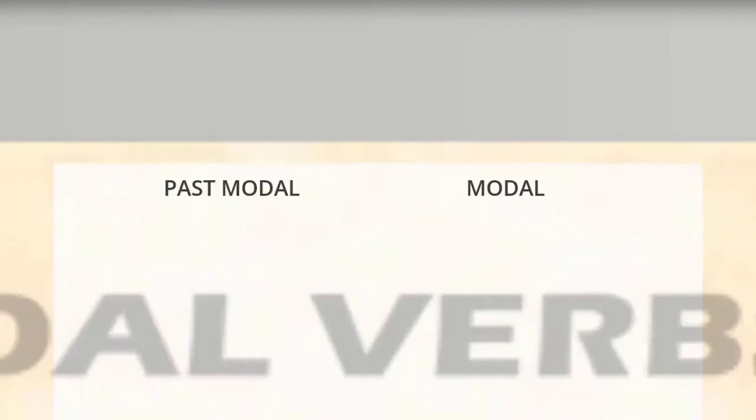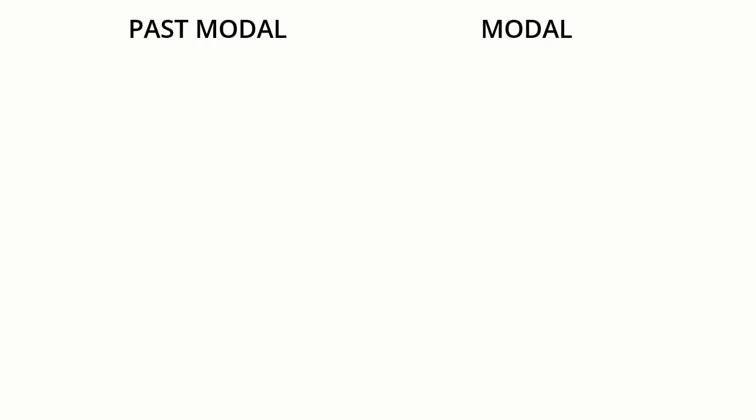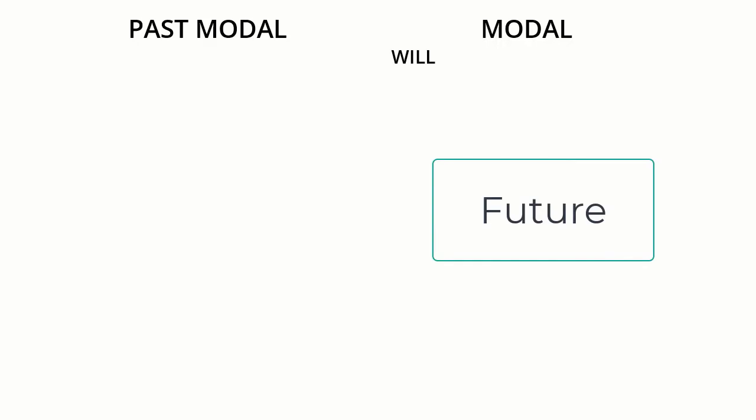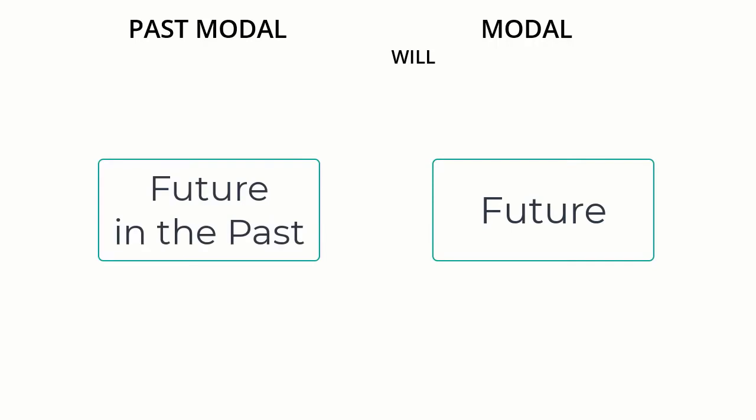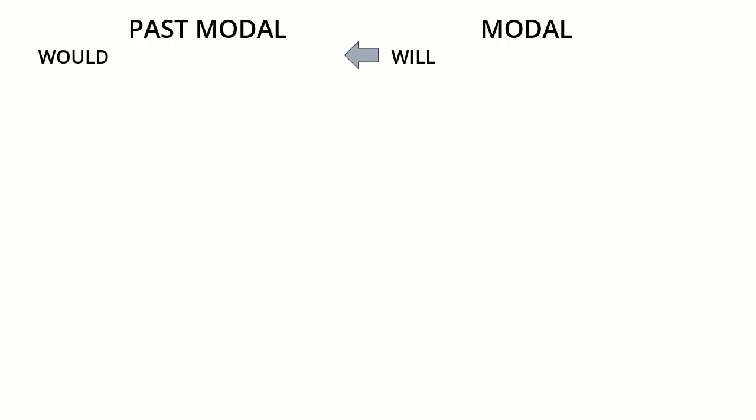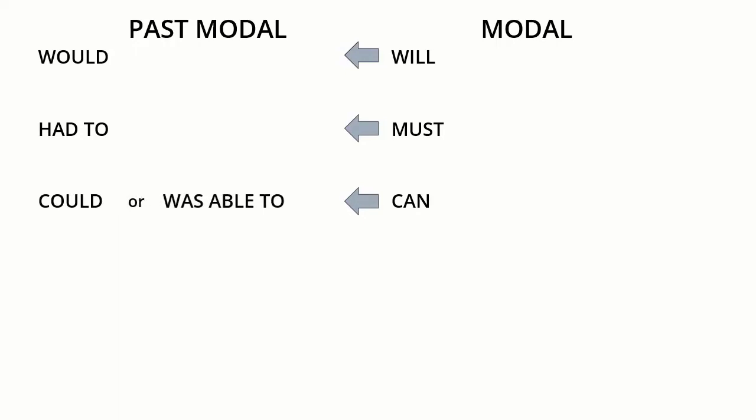Now let's get into modal verbs. Will is the number 1 modal verb, and it stands for the future. So when we backshift will, we are using the future in the past. So will goes to would. Other modal forms can also be shifted to their past forms. So must, which doesn't have a past, so we use the alternative, have to. Have to goes to had to. Can goes to could, or its alternative, was able to.